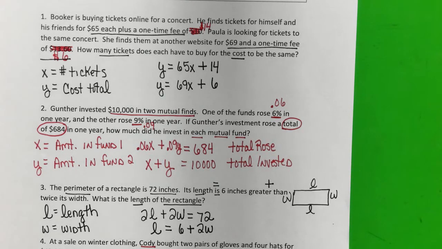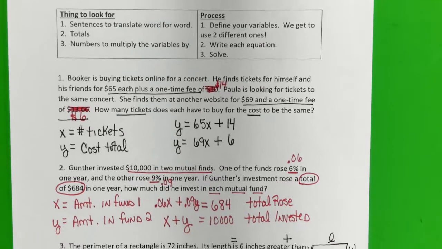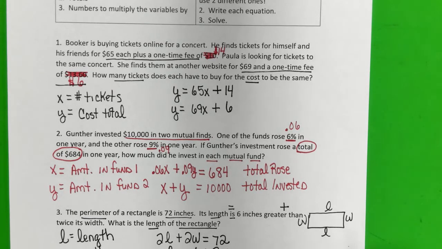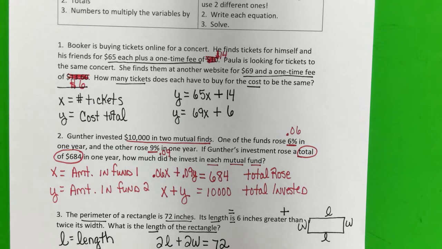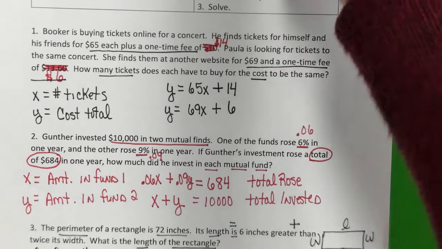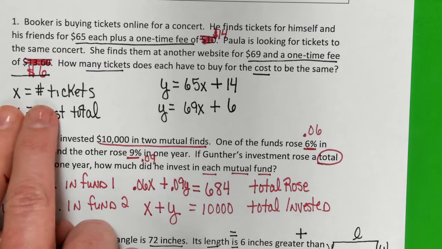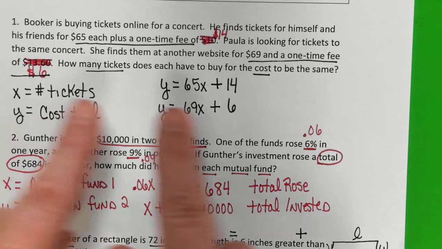Okay, so for part 2 of writing systems of equations, we have already gone through and identified the system. We have written the system, and so now we're going to talk about solving. Okay? So the question says, how many tickets does each have to buy for the cost to be the same? So notice this is only asking for our x value. Okay, we have our system.